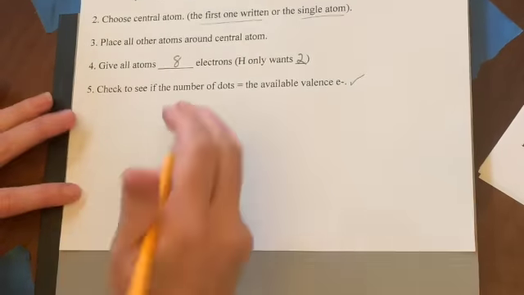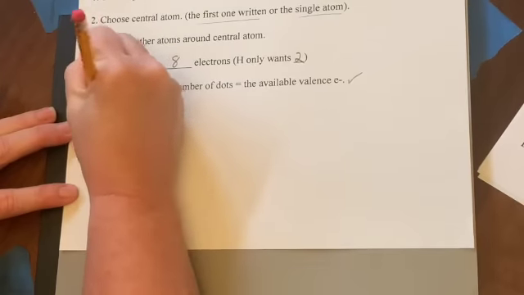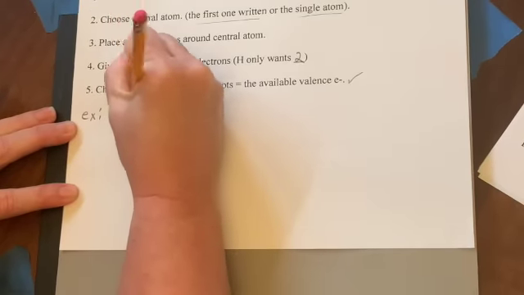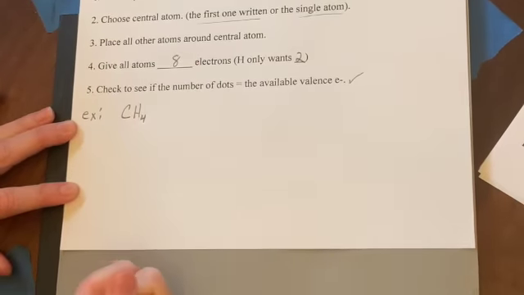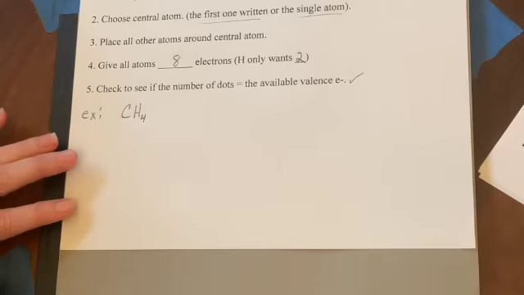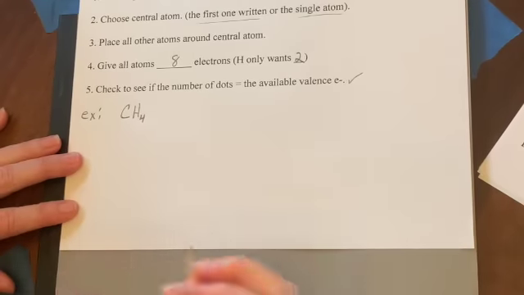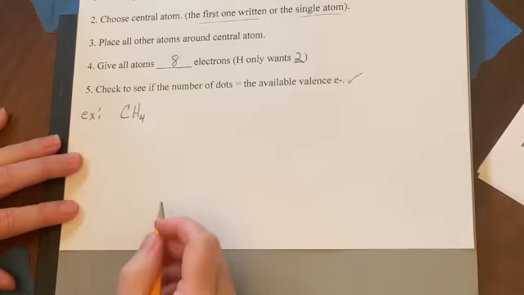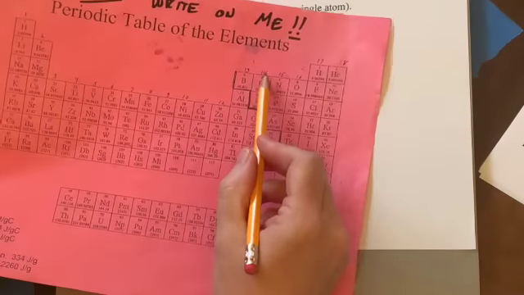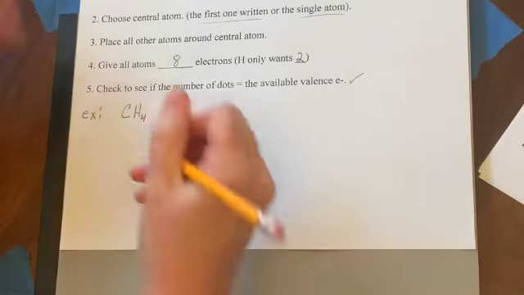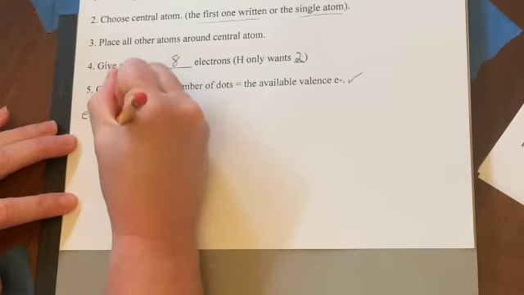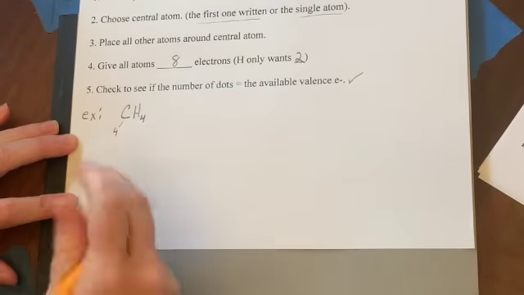Our first example is the compound CH4. CH4 is called methane. It's an organic compound, and we haven't done the naming for that yet. First thing is we're going to count up the total number of valence electrons. So I look here for carbon. Carbon's in group 14. Group 14 has 4 valence electrons, so that's a total of 4.